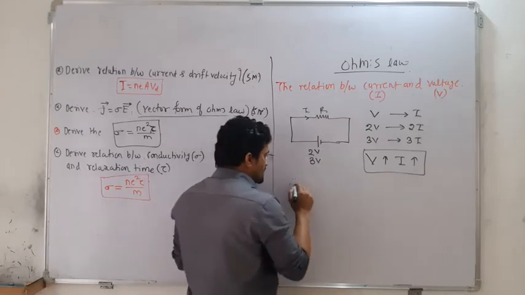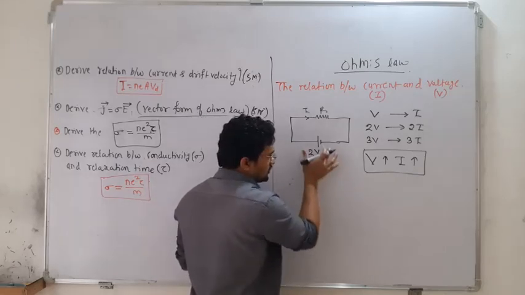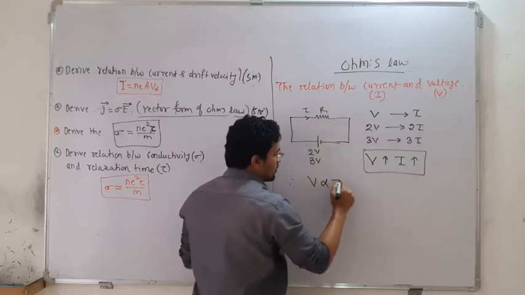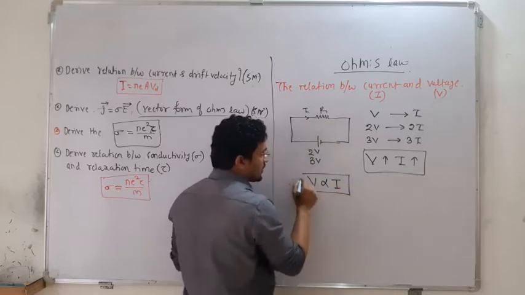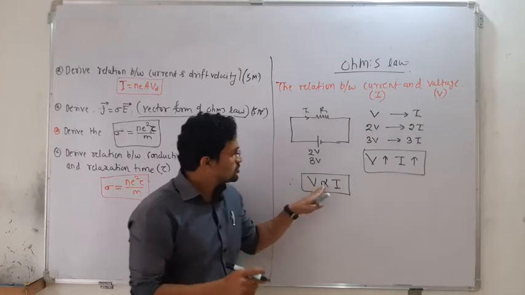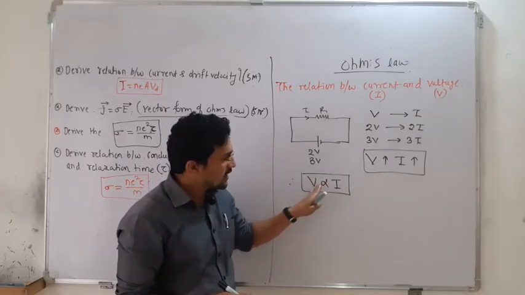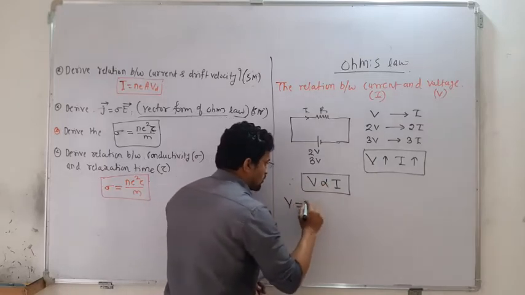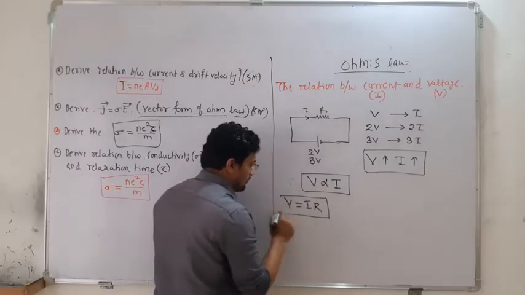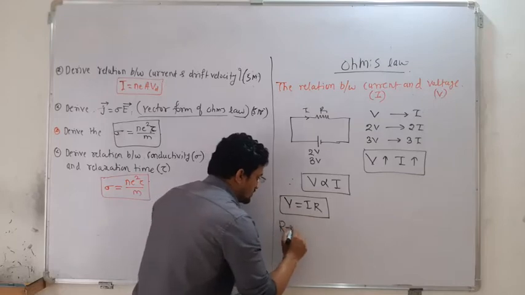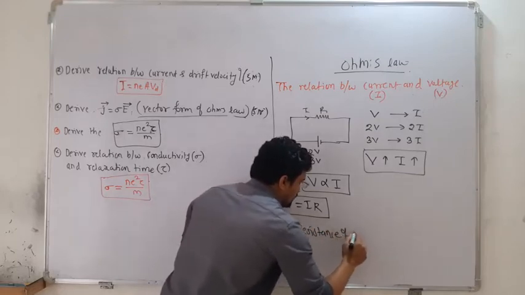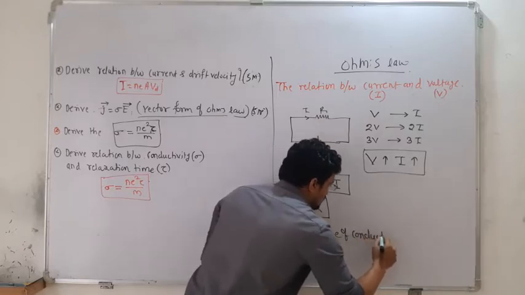So we can say that V, the potential difference across the conductor, is directly proportional to the current in that conductor. Directly proportional means if one increases, the other also increases. If you remove this proportionality constant, you will get I into R, where R is the resistance of the conductor.